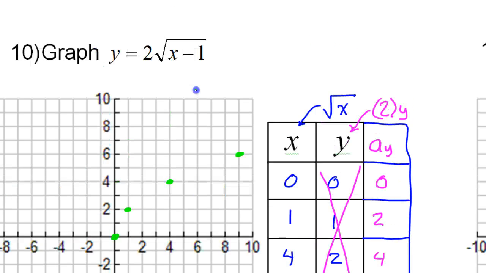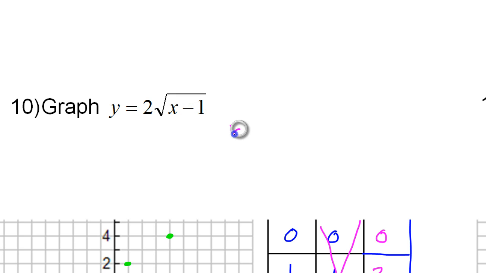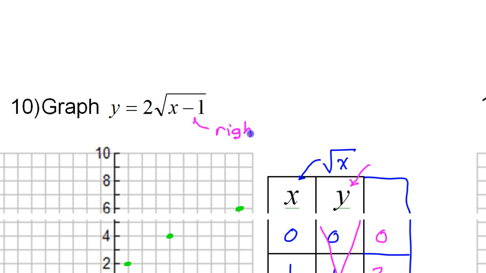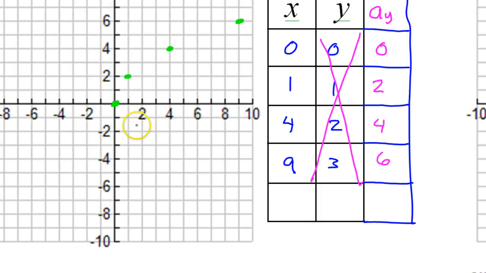Okay, so that takes care of the vertical stretch, but what we haven't done yet is this shift. So this -1 tells us that we need to move to the right. Whoa. We need to move to the right by 1. Okay, so let's take each of these points and move them to the right 1. Okay, so this is our true graph right here. Alright, so your final graph should look like that.